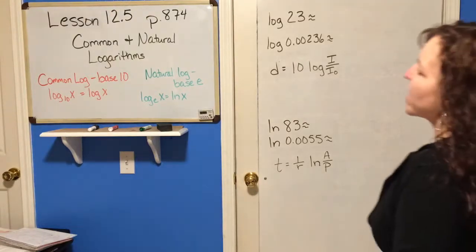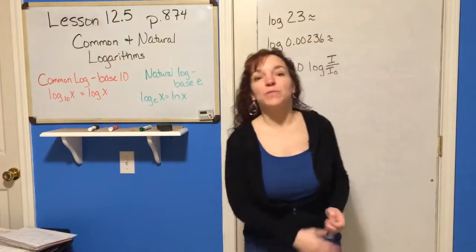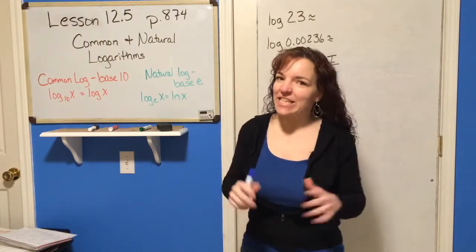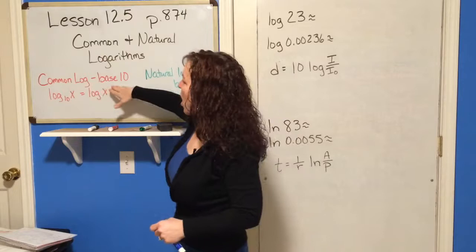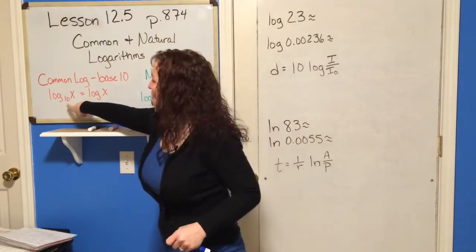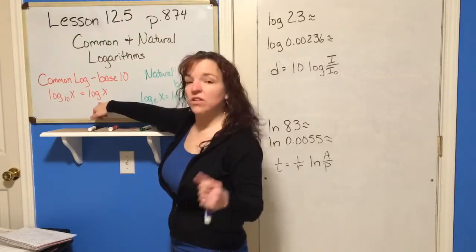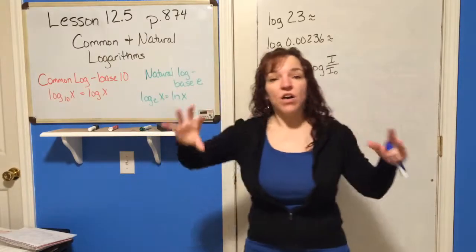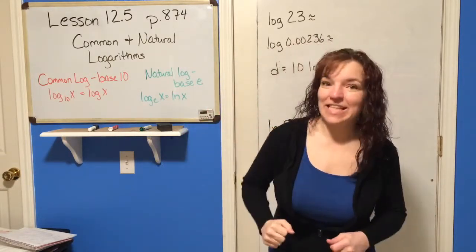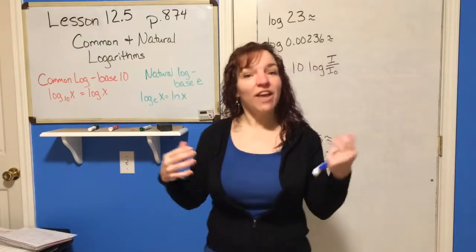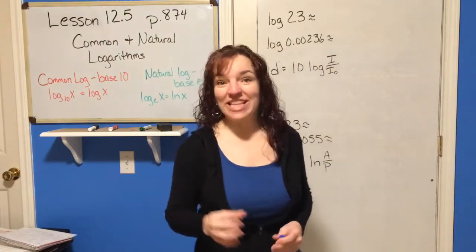Lesson 12.5, Common and Natural Logarithms. This is an easy section because a common log is a log that has base 10. Log base 10 of x, sometimes we just write it log of x. If it's written just log of x, that means the base is 10. And the cool part about this is that your calculator will calculate log of base 10.